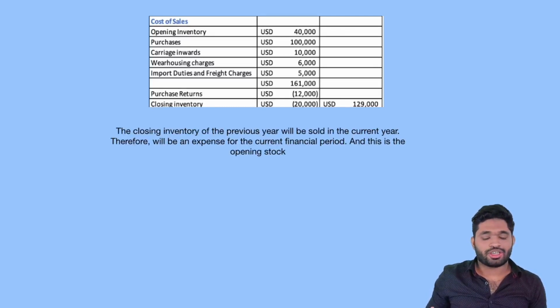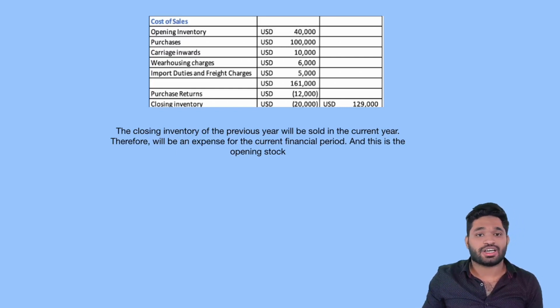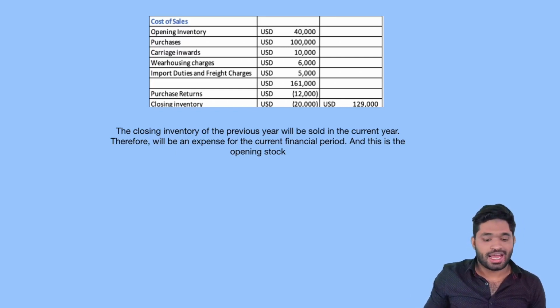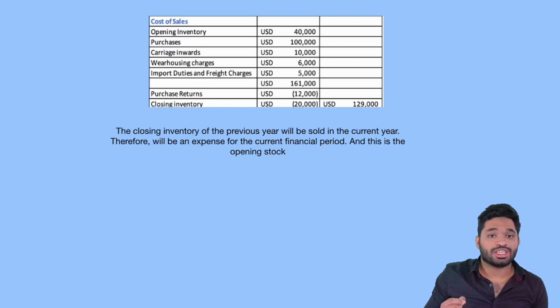Now the closing inventory of the previous year will be sold in the current year. Therefore, it will be treated as an expense for the current financial period. And this is called the opening stock of the organization. So by the opening stock, the cost of the goods that you have will increase in the current period. Therefore, you need to add this in your cost of sales calculation.